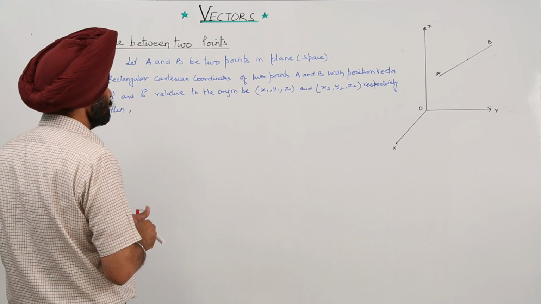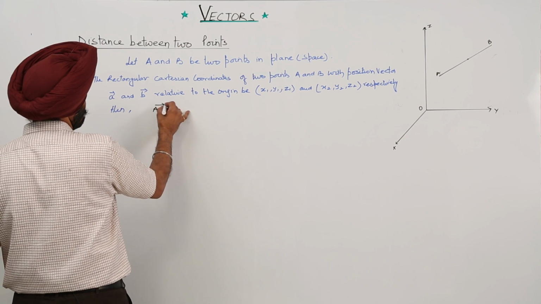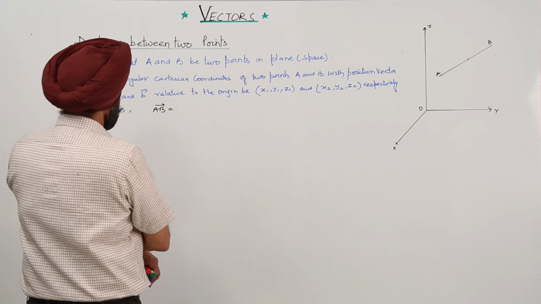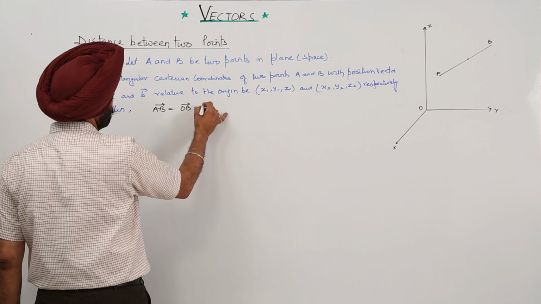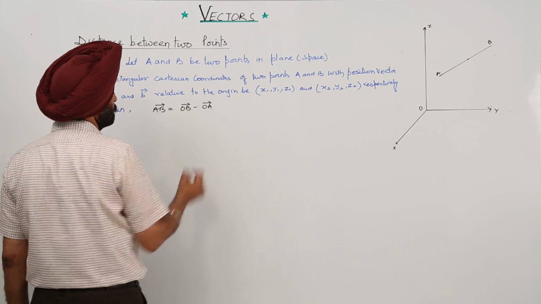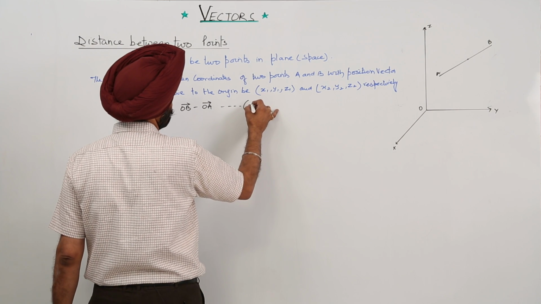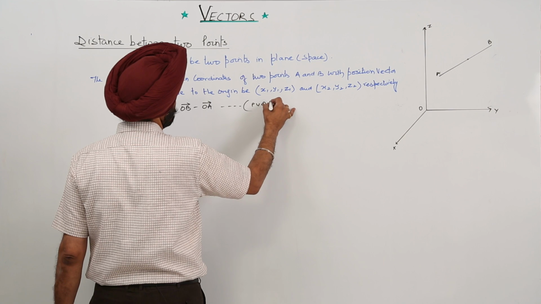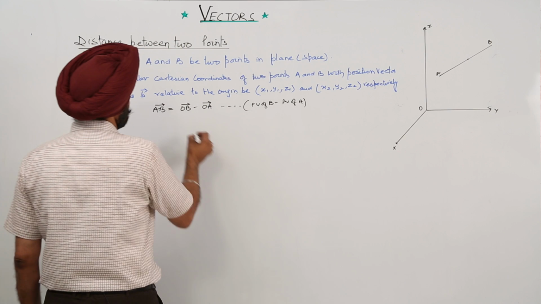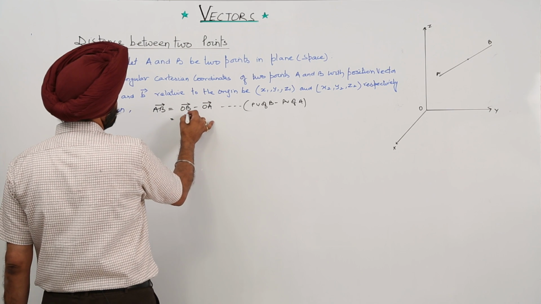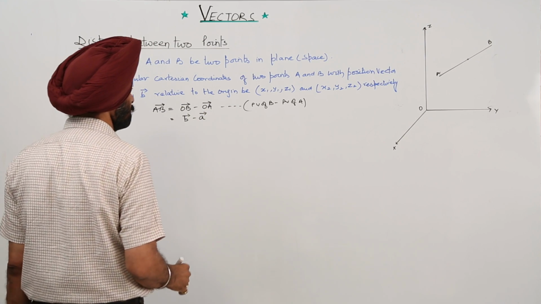This was a simple statement. Then what we are having, we can write vector AB is equal to, now vector AB will be vector OB minus vector OA. Now basically what it is, position vector of B minus position vector of A, or this can be written as vector B minus vector A. Okay.